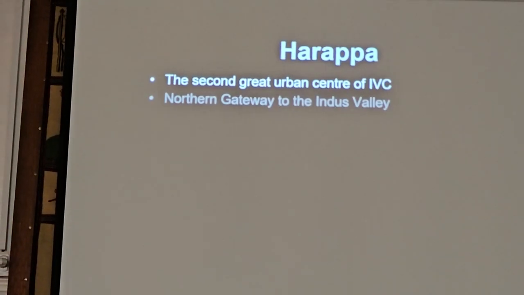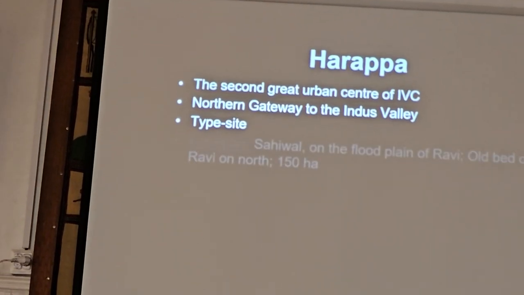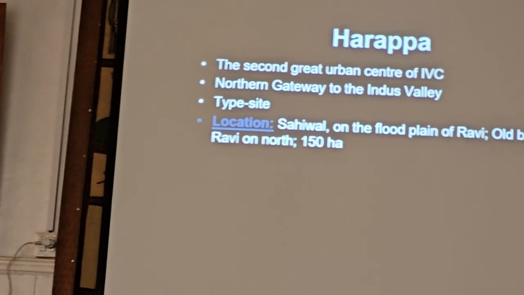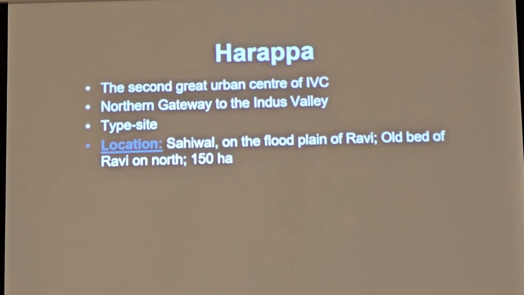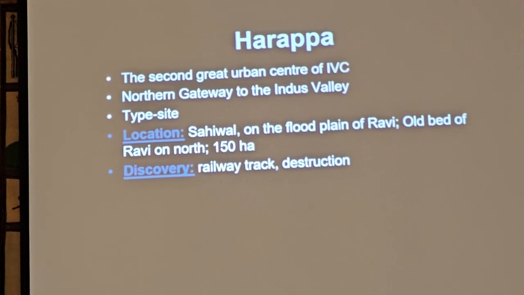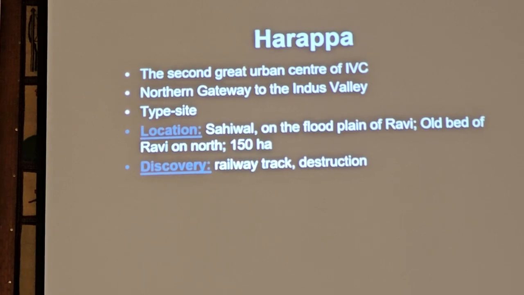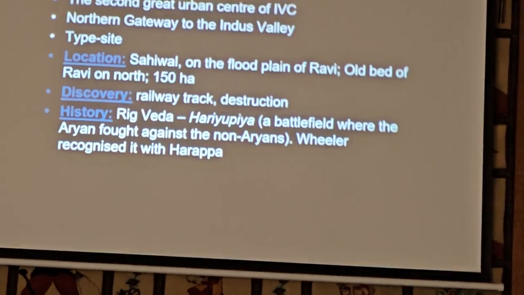Another important city of the Indus Valley is Harappa. And Harappa is situated in Punjab. So again, it is also a large city, almost similar in size to Mohenjo-daro.